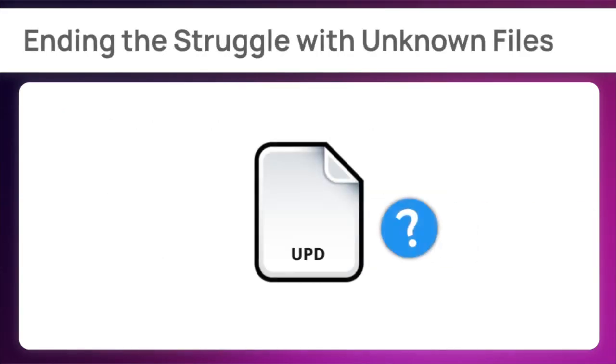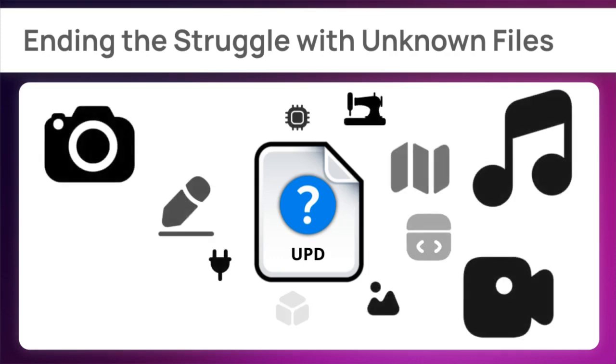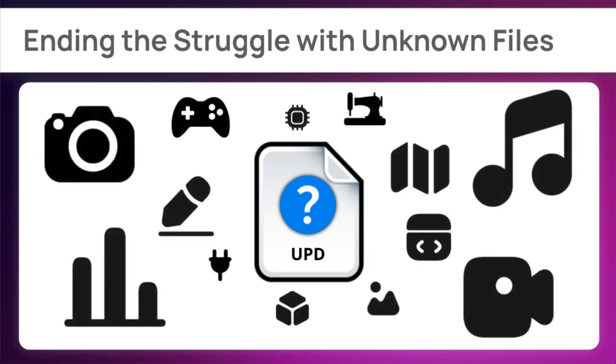Since thousands of developers share extension names, your UPD file may belong to a different program than the ones currently on your PC. Instead of relying on a label that might be incorrect, you can use a tool that employs smart recognition to try and find a match based on the actual data inside.